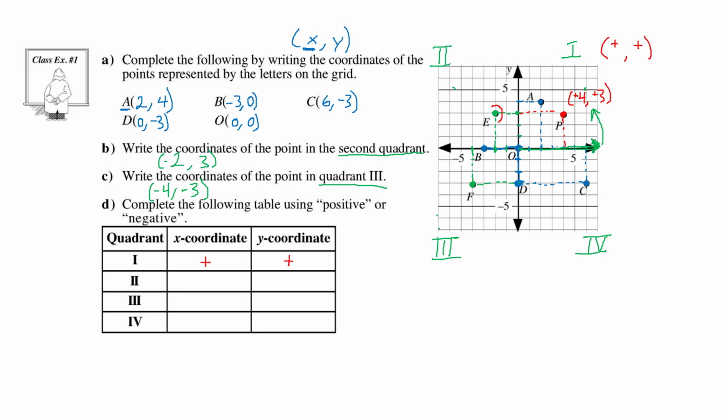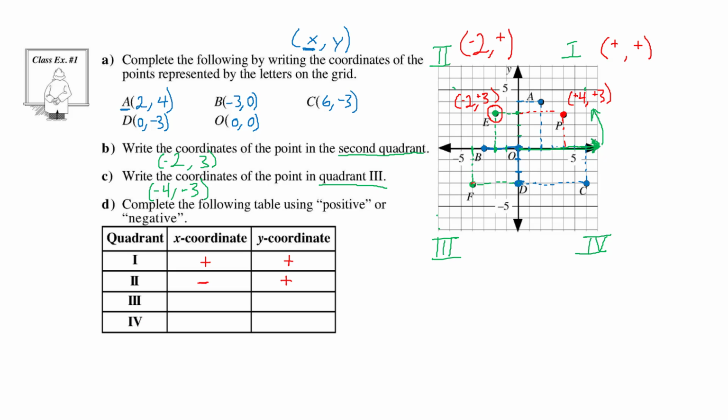Quadrant 2, our example was E here. That was -2 and +3. In quadrant 2, our x-coordinate will be negative, but our y-coordinate will be positive. I wasn't going to write the numbers there. Oh well, that's fine. This will be negative, this will be positive.